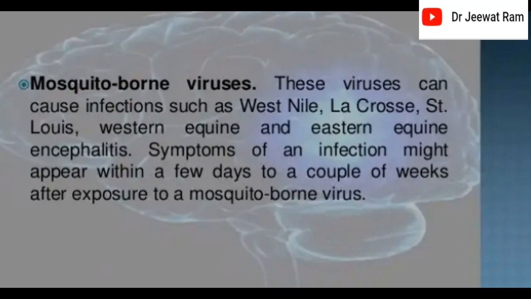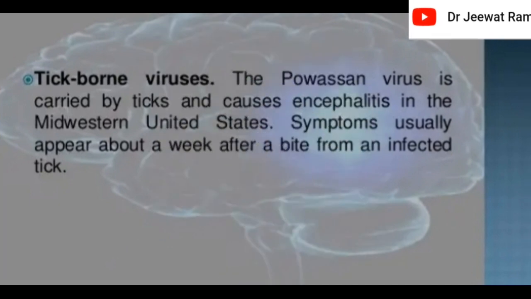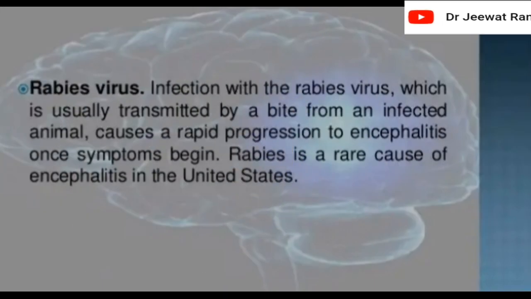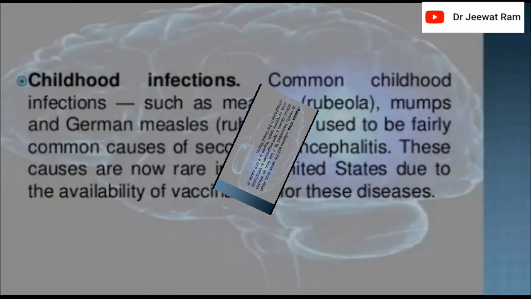Symptoms of an infection might appear within a few days to a couple of weeks after exposure to a mosquito-borne virus. Tick-borne viruses. The Powassan virus is carried by ticks and causes encephalitis in the Midwestern United States. Symptoms usually appear about a week after a bite from an infected tick. Rabies virus. Infection with the rabies virus, which is usually transmitted by a bite from an infected animal, causes a rapid progression to encephalitis once symptoms begin. Rabies is a rare cause of encephalitis in the United States.